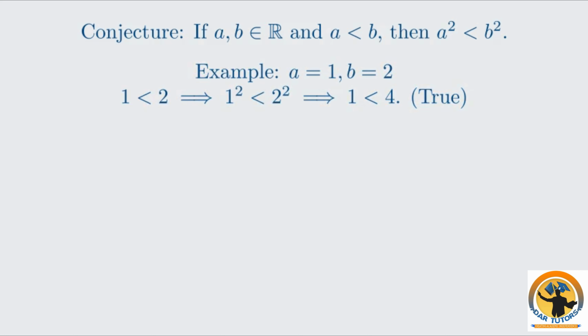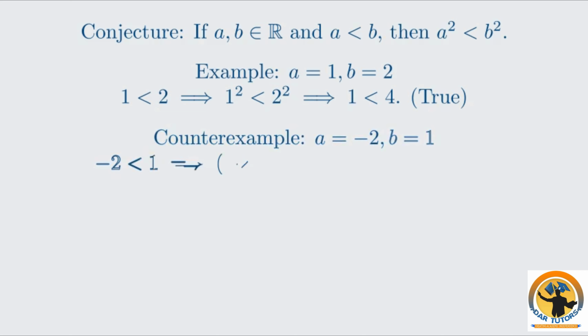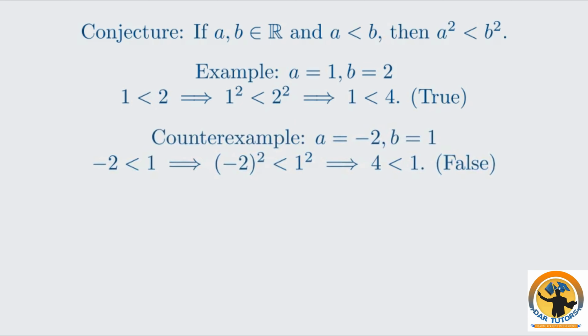Let's try a equals negative 2 and b equals 1. Here, negative 2 is less than 1, but negative 2 squared is 4, and 1 squared is 1. 4 is not less than 1. This is a counterexample. Because we found a counterexample, the original conjecture is false. This shows that examples can help us form conjectures, but they can never prove them. Only a rigorous proof can establish the truth of a statement.